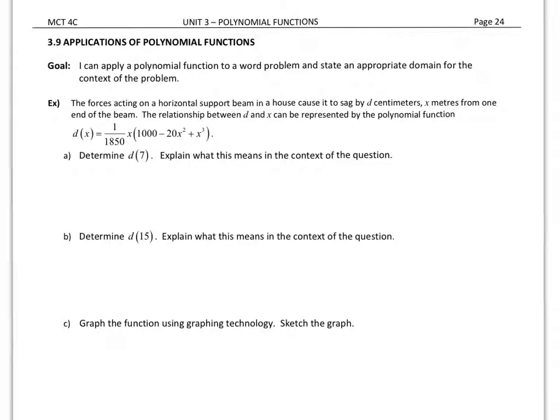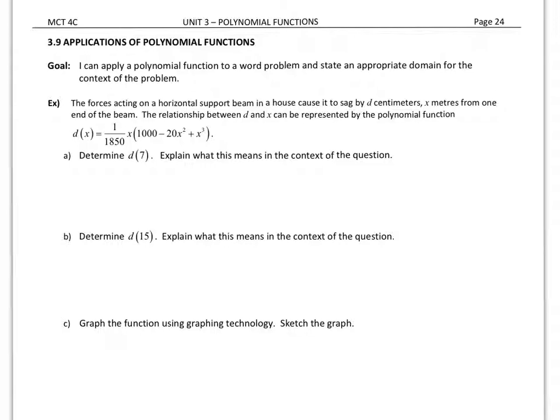All right, our first example, or our only example with multiple parts here, is the forces acting on a horizontal support beam in a house cause it to sag by d centimeters, x meters from one end of the beam. The relationship between d and x can be represented by this polynomial function.